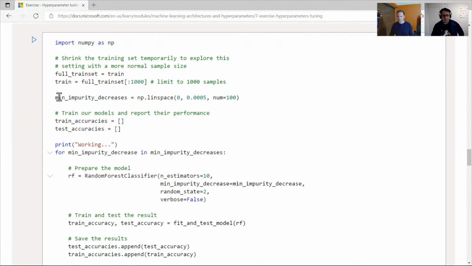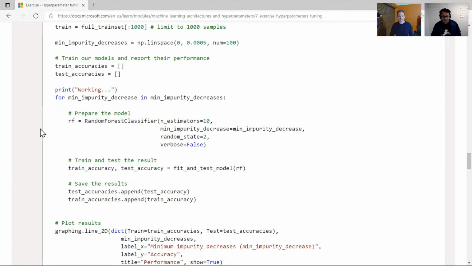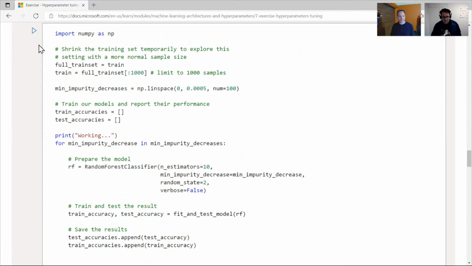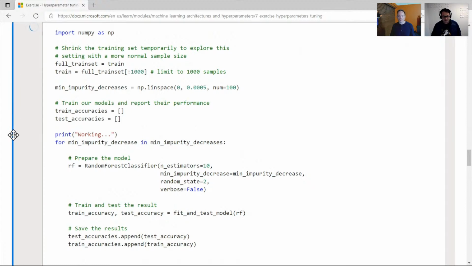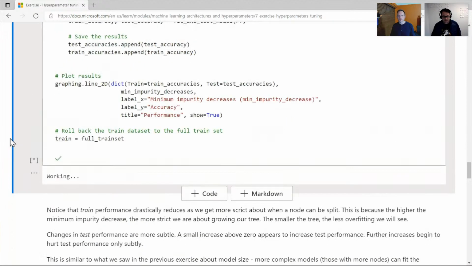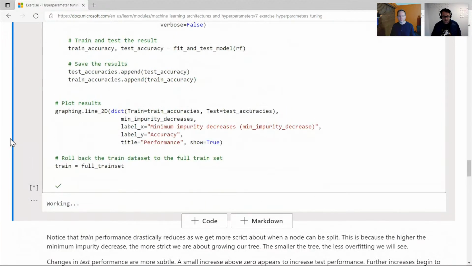So in this example, we're going to do a similar visual again. We'll use the minimum impurity decrease between 0 and 0.0005 with 100 splits across that space. And then we'll chart that decrease and get a sense of where it would work. Waiting for the chart to display.